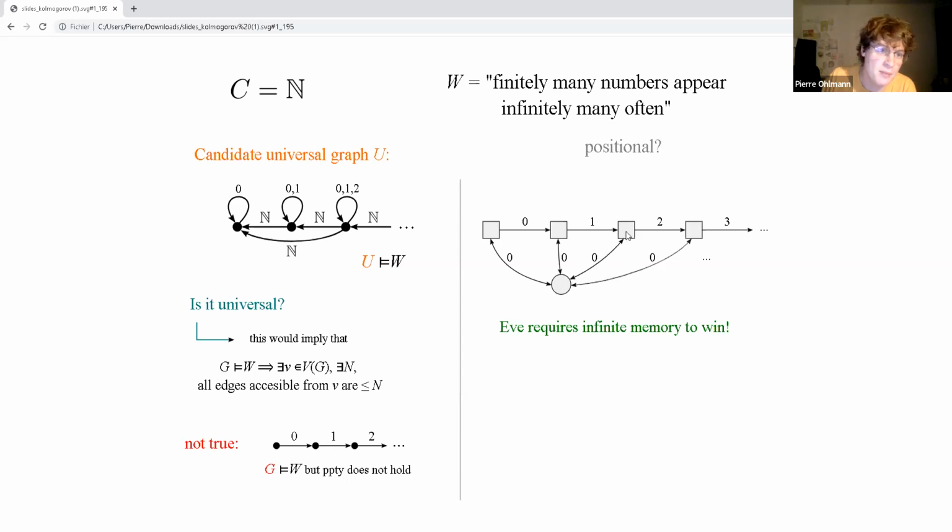But she does not have a positional winning strategy, because let's say Eve always goes back to here, to the 1. Then Adam can do 1 and then go back here, 1, 2, and then 1, 2, 3, 1, 2, 3, 4. So a positional strategy is not winning. So this gives a counterexample to positionality.